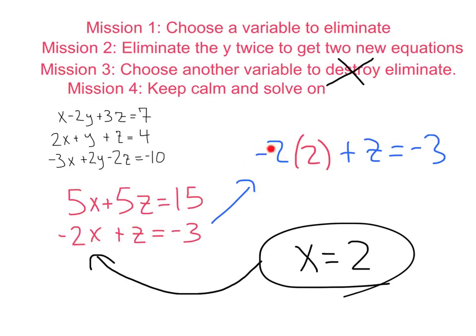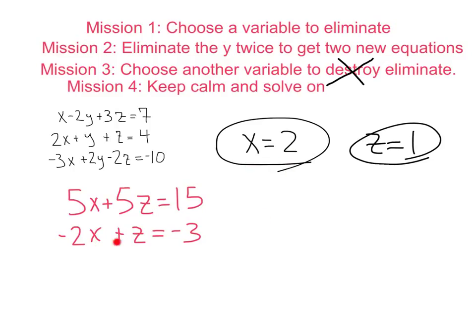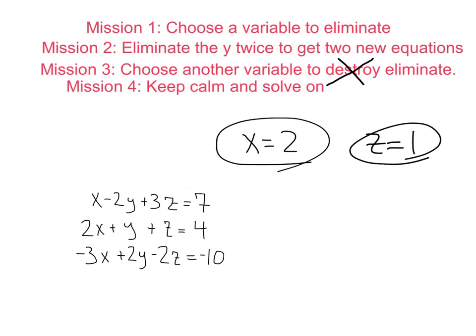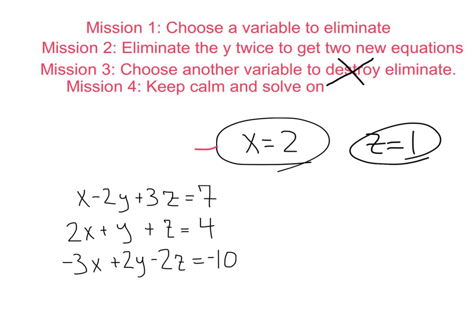That'll give us negative 2 times x, or 2, plus z equals negative 3, and a z value of 1. I chose to plug that x into the second equation, but you could have plugged it into this first one as well. Now we've got x equals 2, z equals 1. Let's go back to our original equations and choose one of these to plug it into. I'm going to plug it into the first equation because it looks like a mighty fine choice to me.